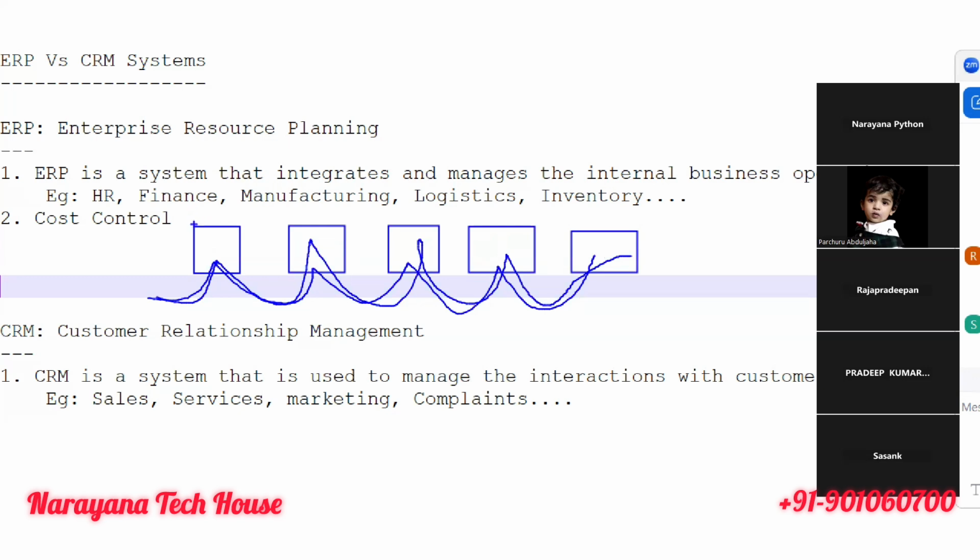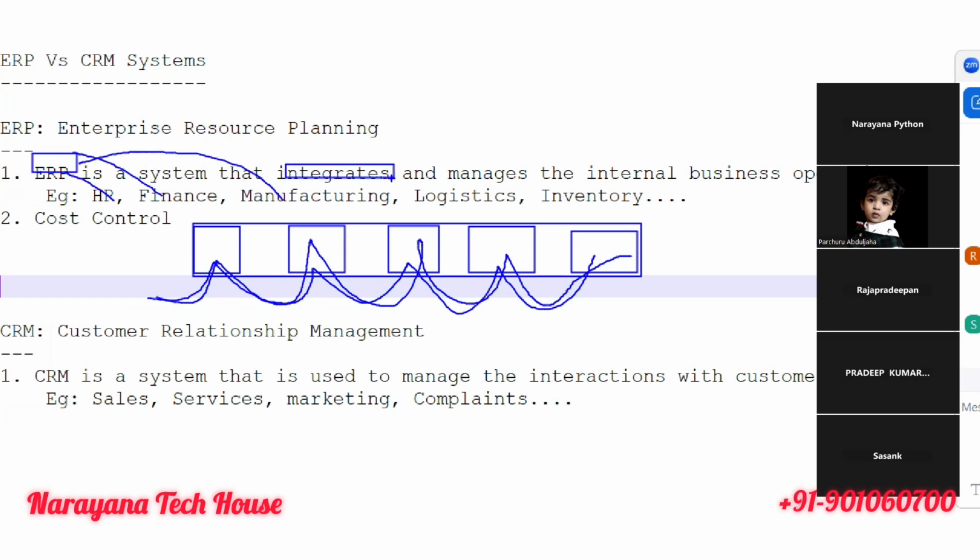That's why, to control the cost, don't take different systems for different departments. Just take one system. In that one system, you can integrate all the departments. If you integrate all the departments in one system, then it is cost control, right? Controlling the cost, guys. Controlling the cost plus smooth operations.